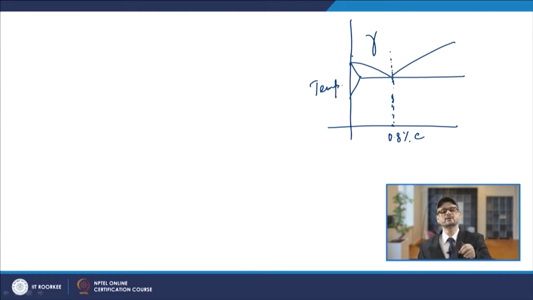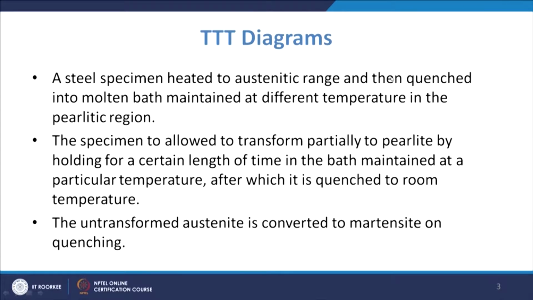In that bath you are going to quench the specimen which is in the austenitic range, and since this is the pearlitic range, we are writing the pearlitic range. Now, since you are putting the specimen into the molten bath which is maintained at a temperature below this lower critical temperature, which is the transformation temperature, certainly the transformation will start.